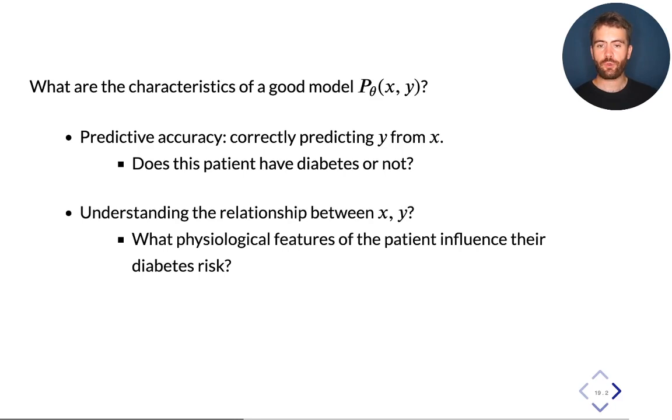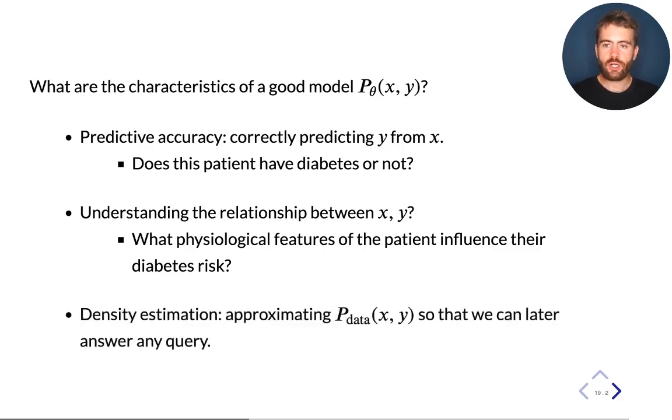We could also try to come up with models that approximate the relationship between x and y. If our model has the same structure as the true data distribution, but with some missing parameters, we could learn these parameters from data by encoding our prior knowledge of the structure of the distribution and then seeing what the data is telling us about the value of these parameters. So we could try to infer which features of the patient influence their diabetes risk.